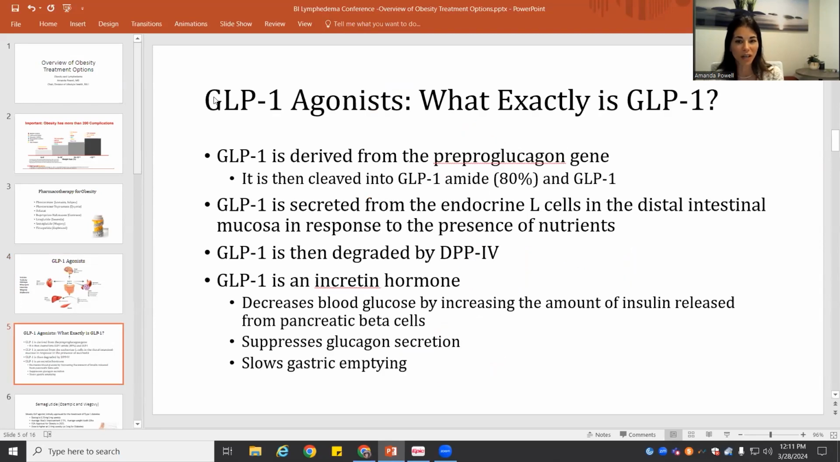So what exactly are they? GLP-1 is derived from a pre-proglucagon gene and is cleaved into a GLP-1. It's secreted from the endocrine L cells in the intestine in response to nutrients. So when you eat, GLP-1 is naturally secreted and is then degraded by a peptide called DPP-4. And as I said, it has multiple effects, this GLP-1.